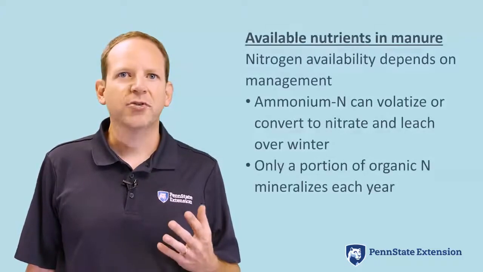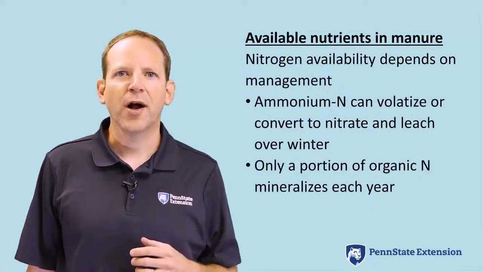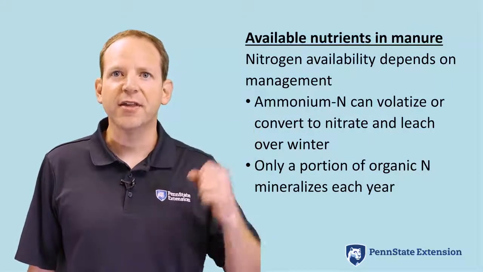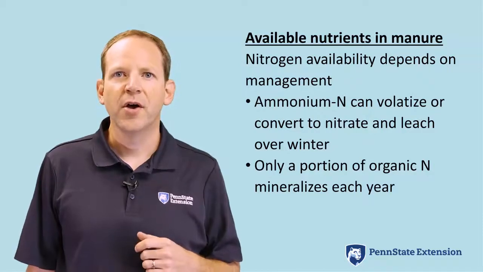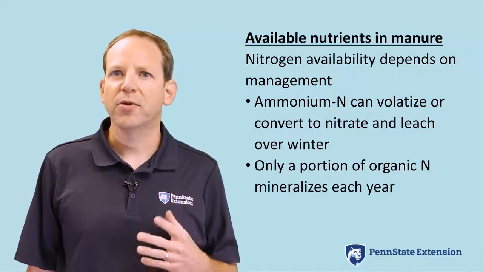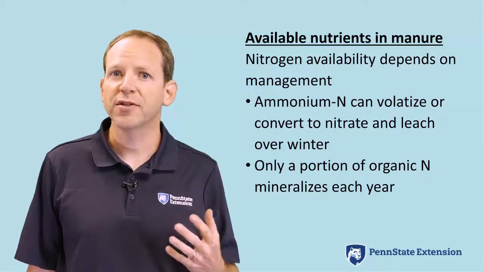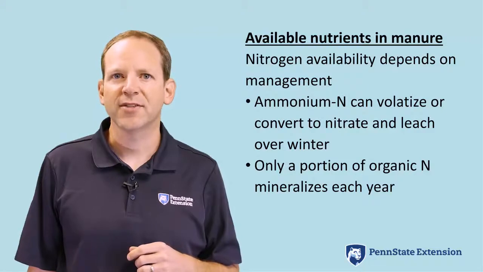The nitrogen in manure is made up of two components, ammonium nitrogen and organic nitrogen. Ammonium nitrogen is a soluble mineral form of nitrogen that is immediately available for crop uptake. However, the ammonium nitrogen can volatilize into the atmosphere if the manure isn't incorporated into the soil quickly. Ammonium nitrogen applied with manure in the fall may also convert to nitrate and leach out of the soil over the winter if a winter crop or a cover crop isn't planted to utilize it.